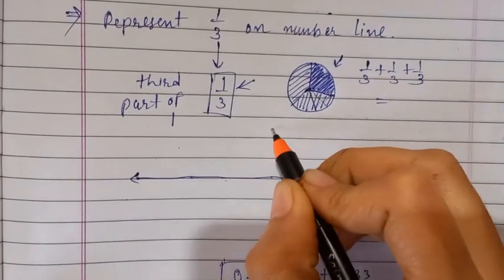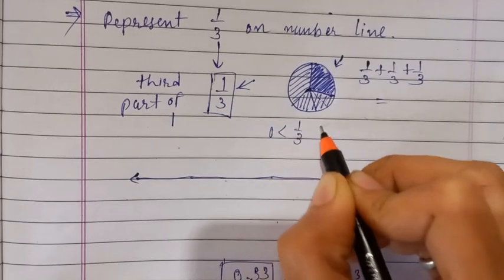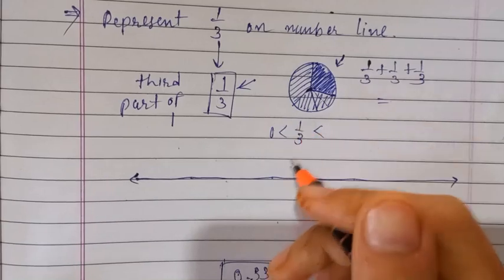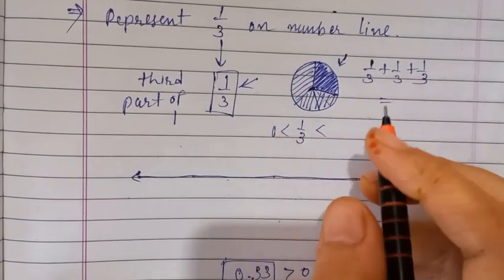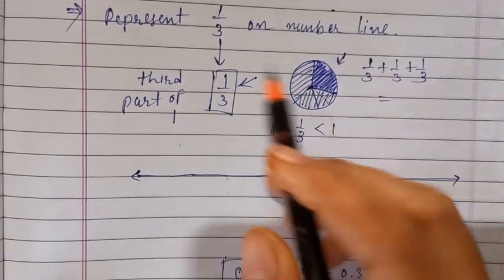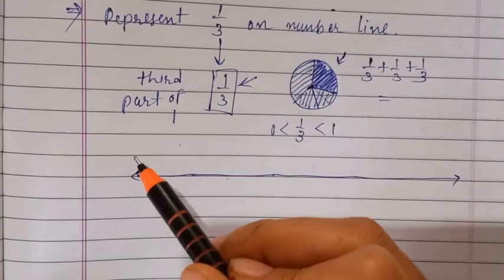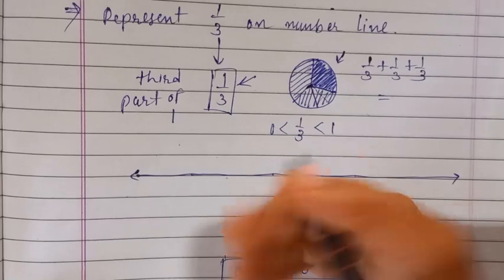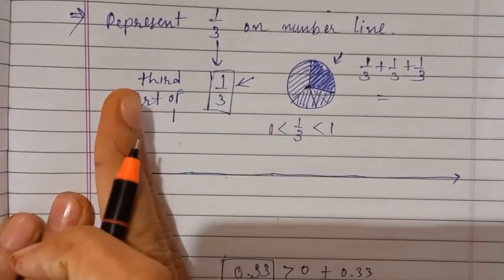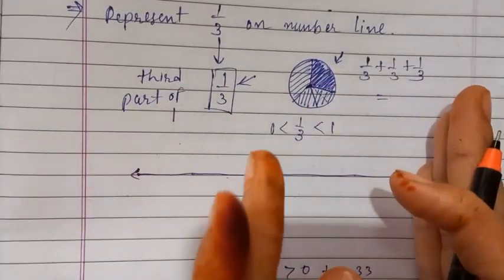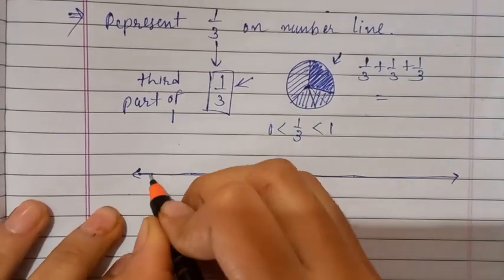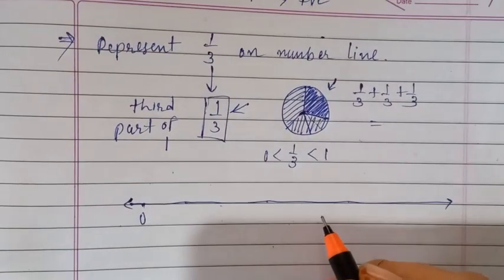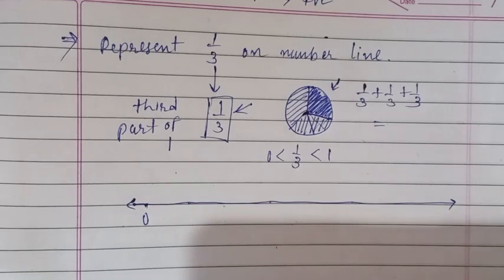1 by 3 is greater than 0 and less than what? Less than 1, 2, 3? Yes, less than 1, because this is the third part of 1. Third part of 1, so it is less than 1. So we write numbers between 0 and 1. First write 0. What is the first step? Next, move on to the next page.